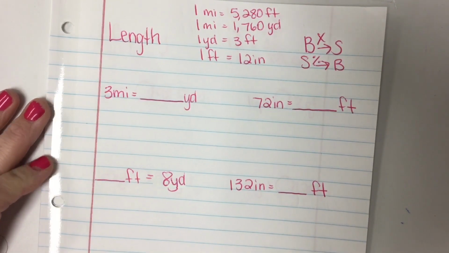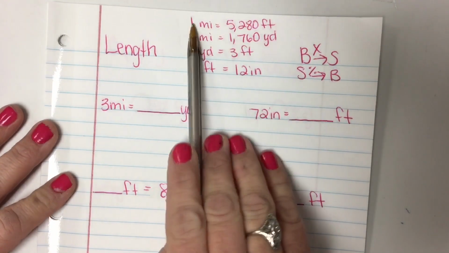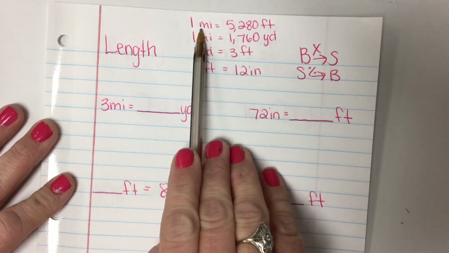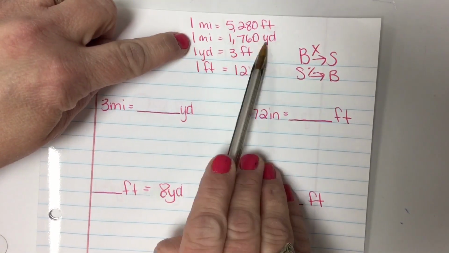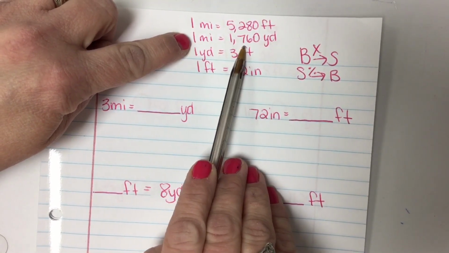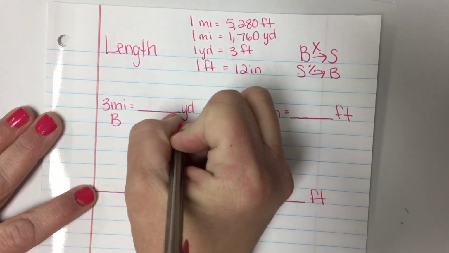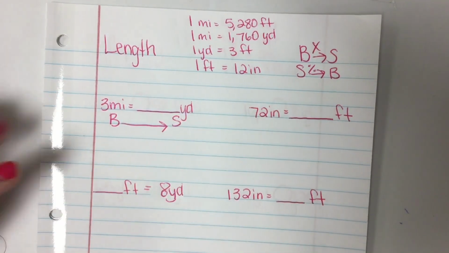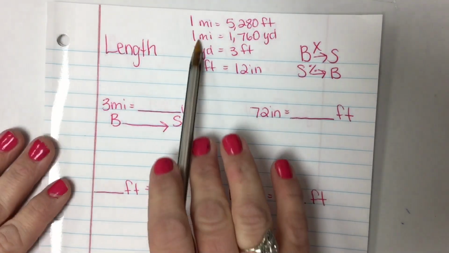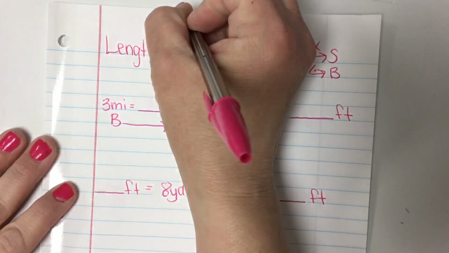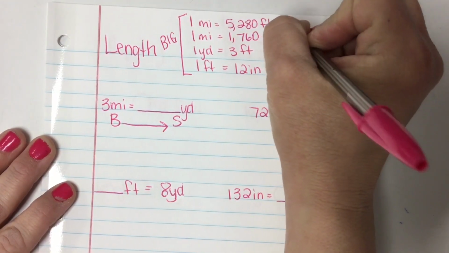Okay, so one of the questions said 3 miles equals how many yards? Well, I'm going to look miles to yards. So the first one is miles to feet, so that's not the one I need. This one says miles to yards. So this is the one I'm going to focus on. 1 mile equals 1,760 yards. So the mile is the big measurement. So I'm going to put a B here and an S over here. I'm going from a big to a small because I'm trying to change miles into yards, okay, from a big measurement to a small measurement. Also remember that this side is big and this side is small.